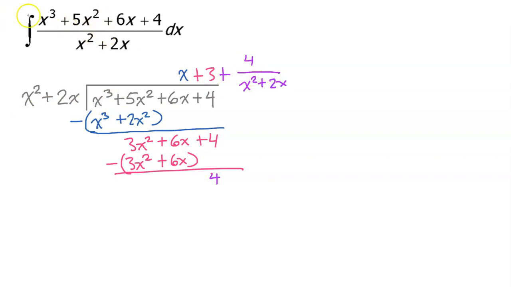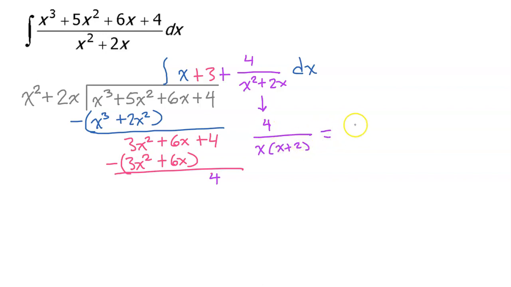So we have rewritten this integral as the integral of x plus 3 plus 4 over x squared plus 2x dx. This integral is equivalent to the original integral. Looking ahead, I can see that we will not be able to integrate this purple term the way it is. We need to do partial fraction decomposition. So let's get ready by rewriting this as 4 over x times x plus 2.